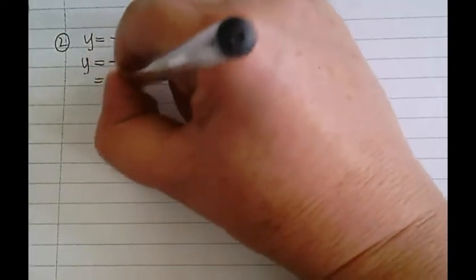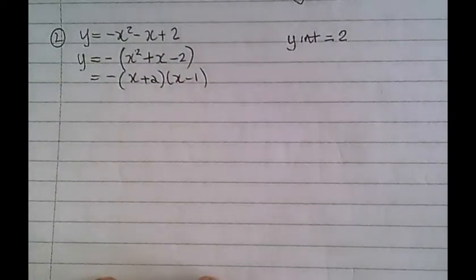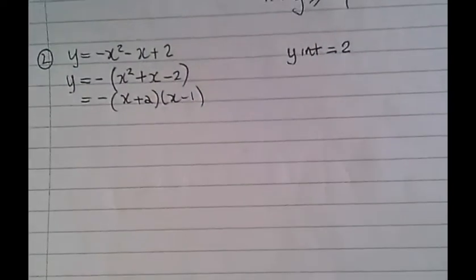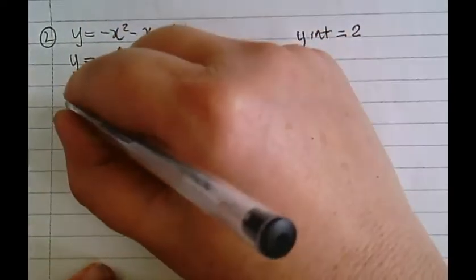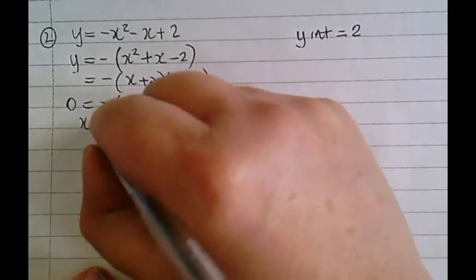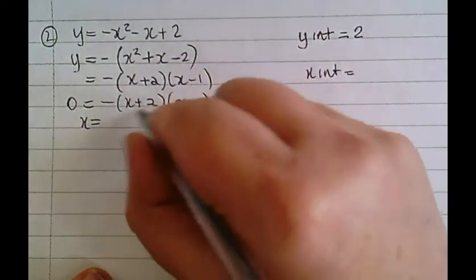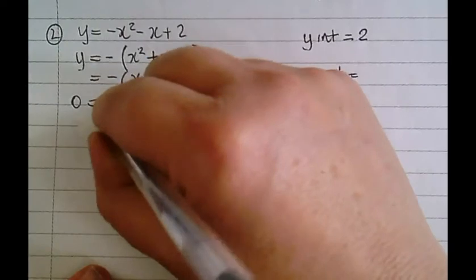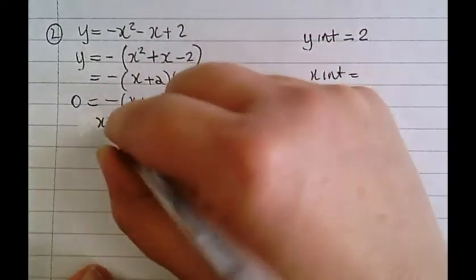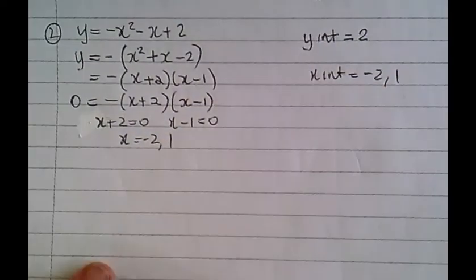Here we go. Example 2. Let's factorize: negative bracket x plus 2, x minus 1, yes? So what have we got? We know the y-intercept too. What are the x-intercepts? Well, x plus 2 is 0 or x minus 1 is 0. So we've got x is -2 and 1. X-intercepts are -2 and 1.